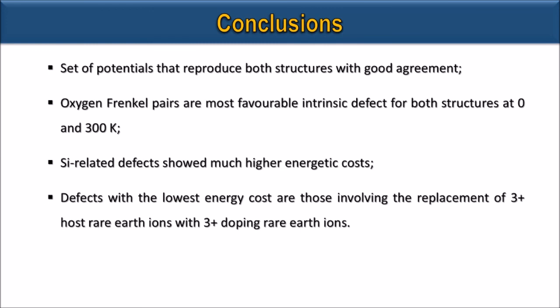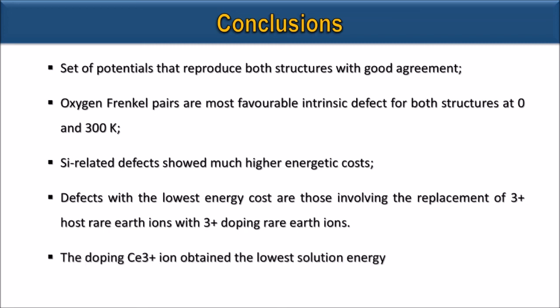And for extrinsic defects, our calculations show that the most energetically favorable defects are when our matrices are doped with rare earth ions 3+, replacing the host rare earth ions. And the doping cerium 3+ ion obtains the lowest solution energy, which may be linked to the difference in its ionic radius in relation to the other rare earth dopants. And we expect more promising results in relation to extrinsic defects in these silicates.